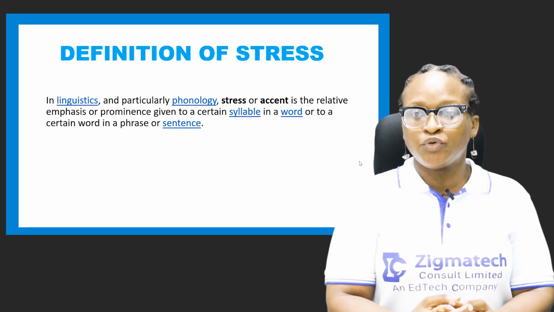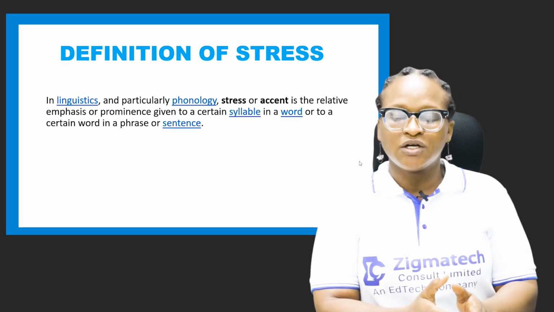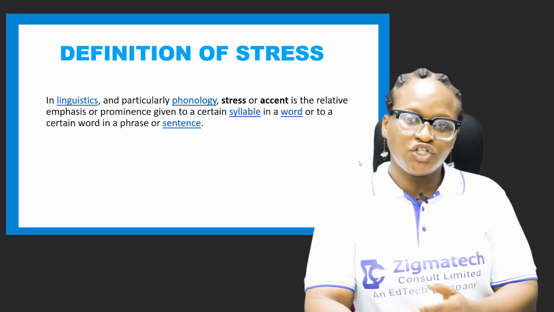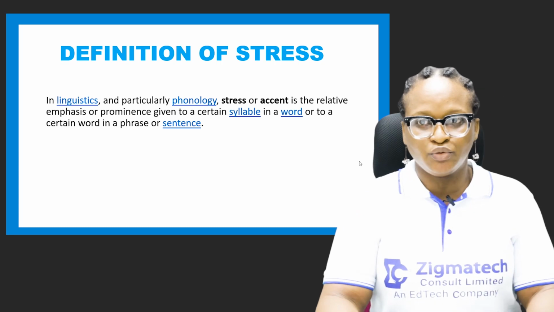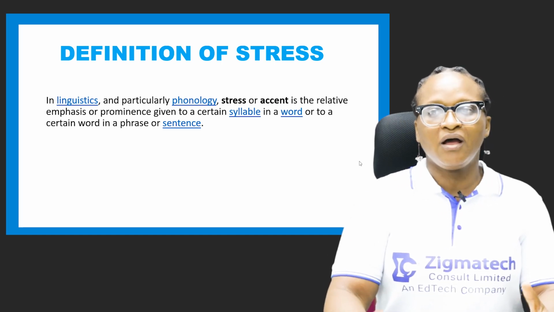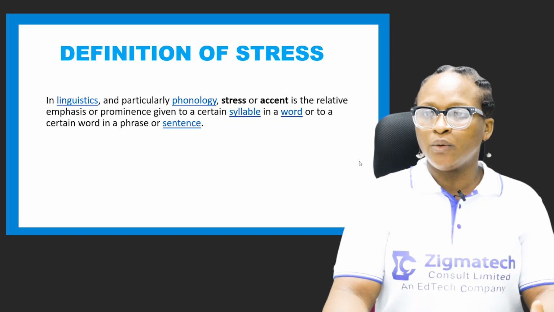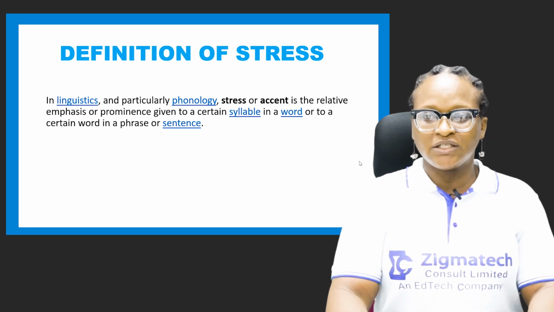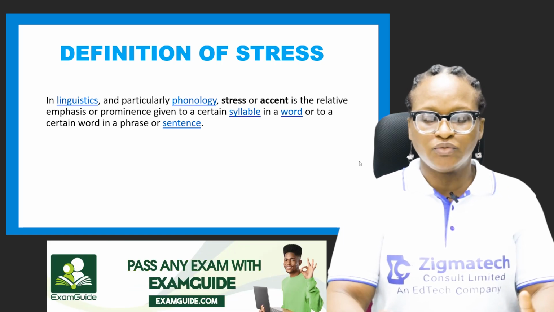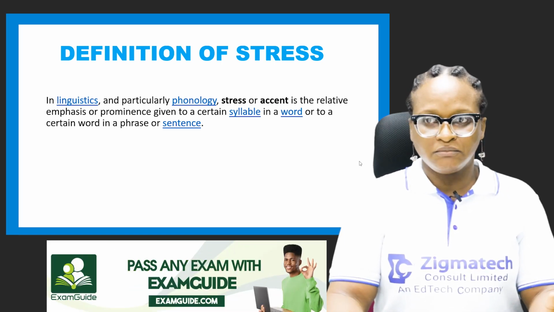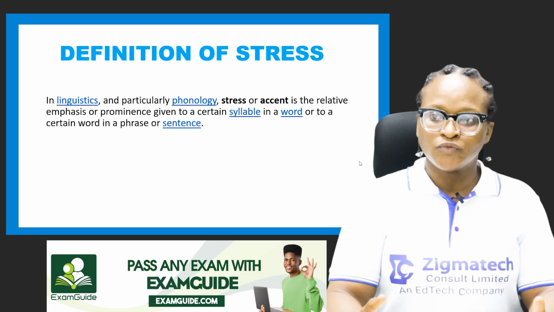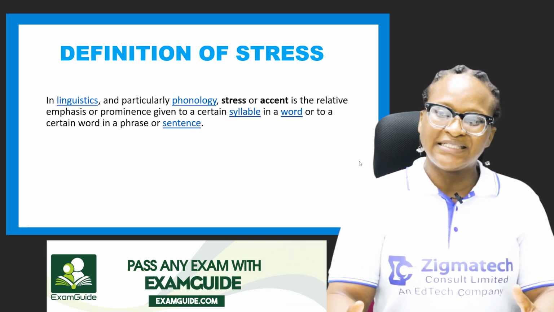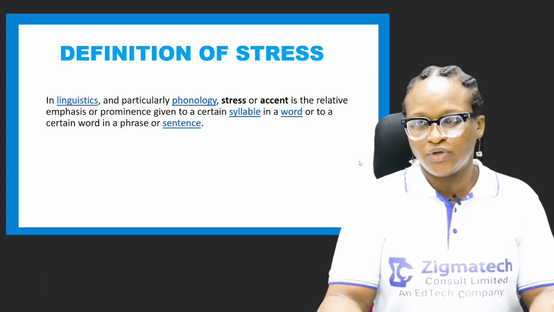Now from the layman's point of view in English, we'll see stress as the exertion of energy on a particular syllable or word over the others. I say a particular syllable because a word can be classified into 2 syllables, 3 syllables, 4, 5, and even 6. So we have monosyllabic words, bisyllabic words, and polysyllabic words.